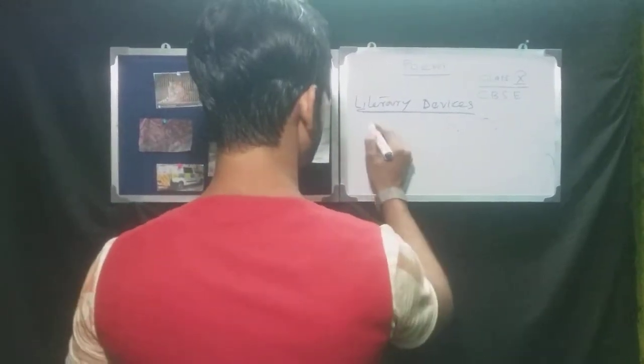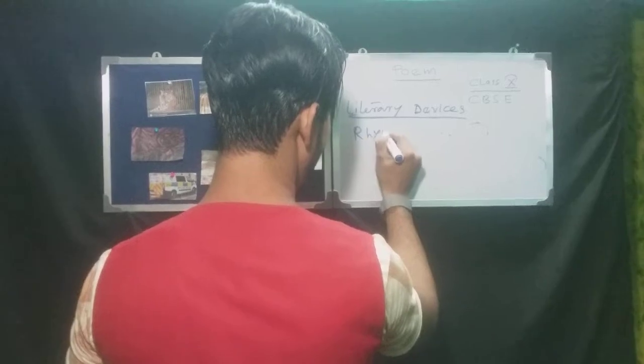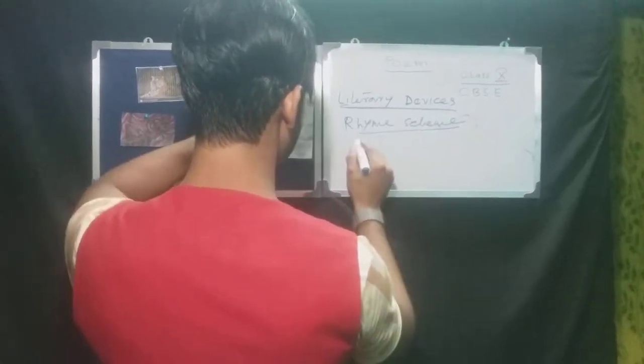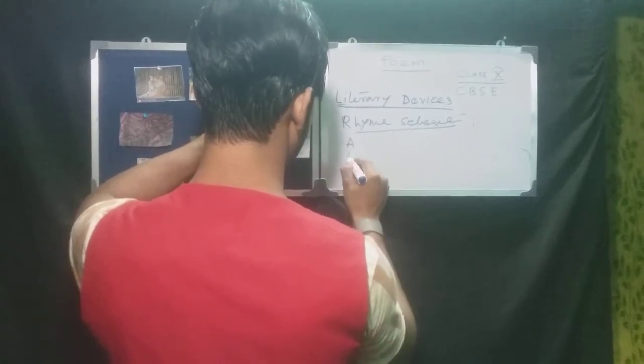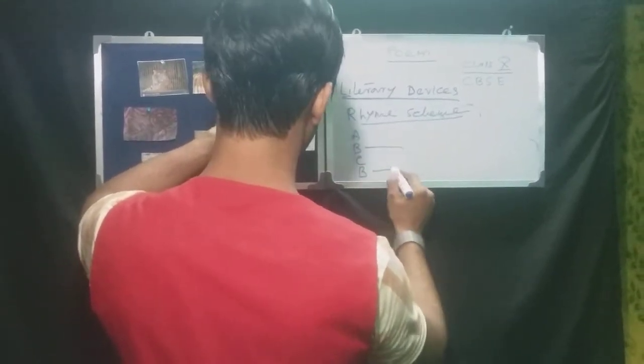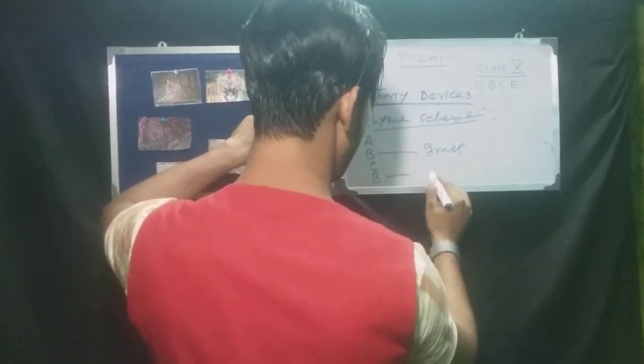Now let's check out the literary devices in the second stanza of this poem. Let's check out the first rhyme scheme. Now what is a rhyme scheme? That is A, B, C, B. Now here is grass and pass.